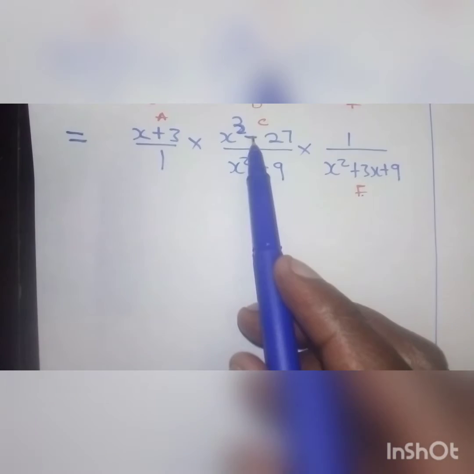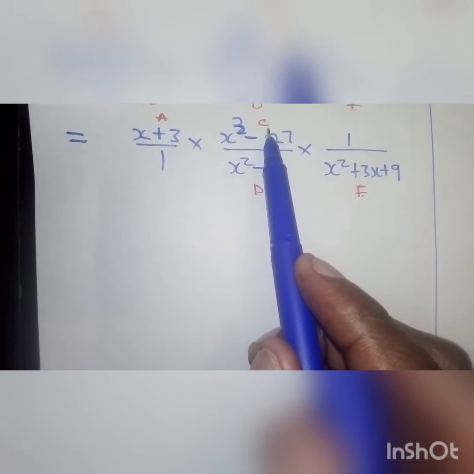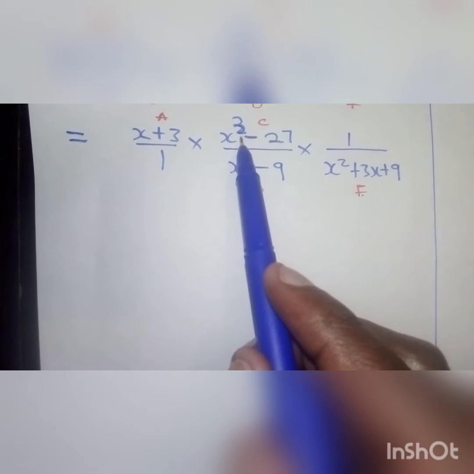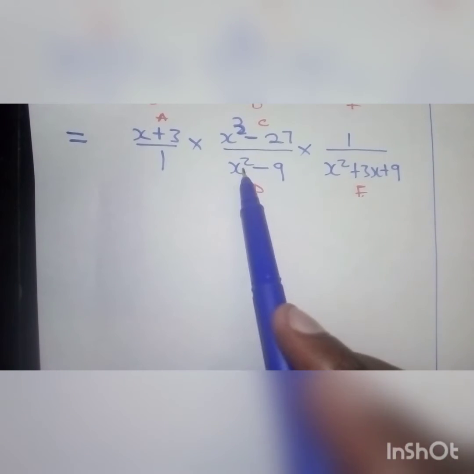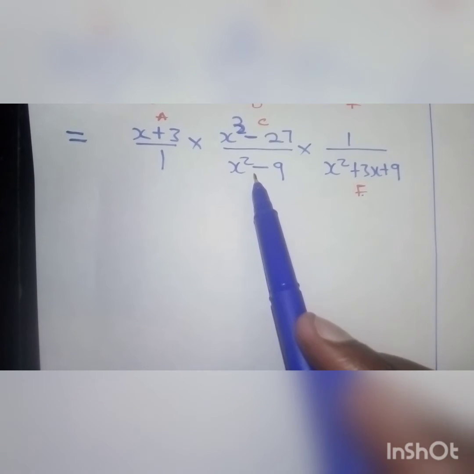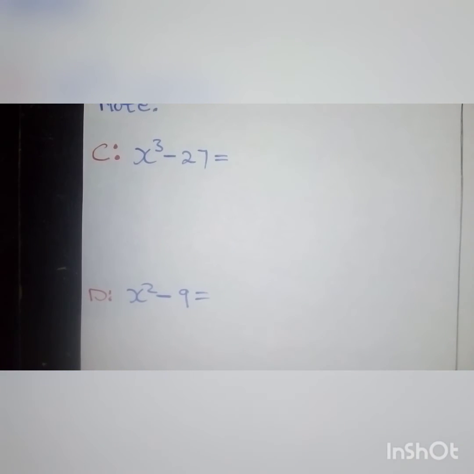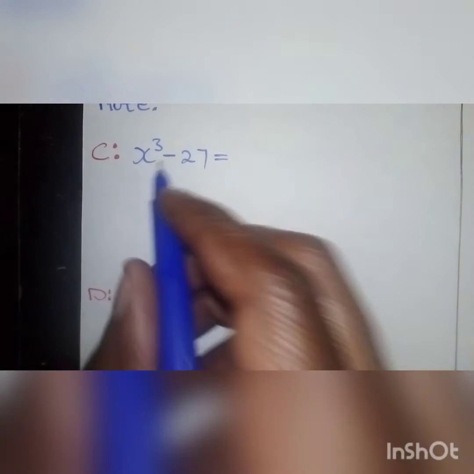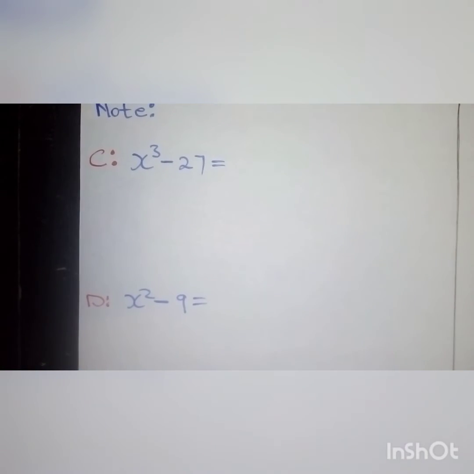But we can factorize numerator C. This is the difference of 2 cubes. We can factorize denominator D. This is the difference of 2 squares. So now let us factorize the numerator C, the difference of 2 cubes. How do we factorize the difference of 2 cubes?